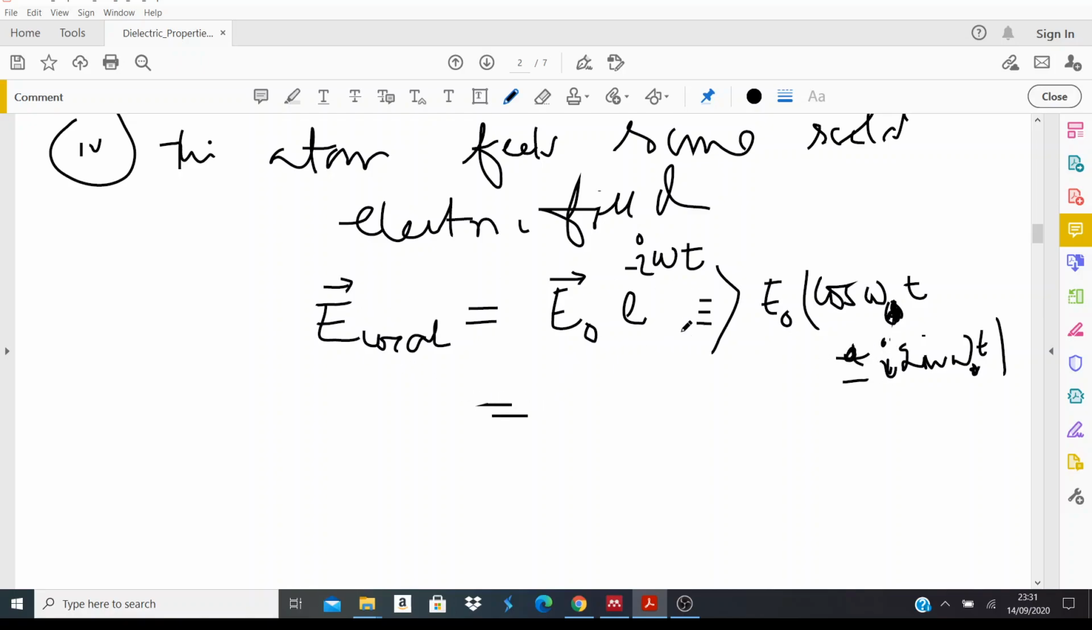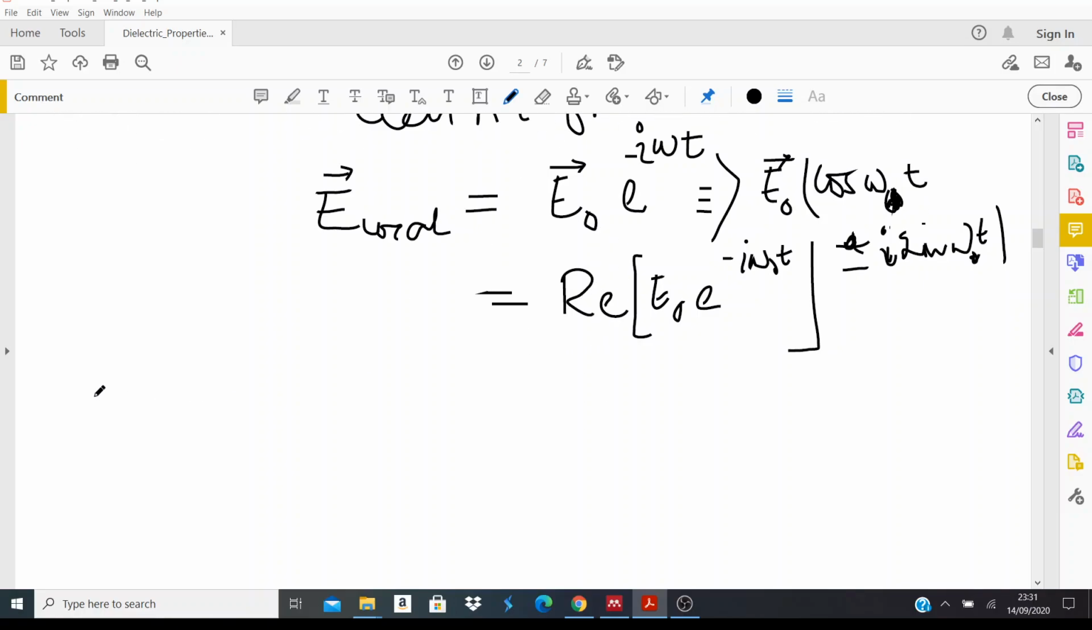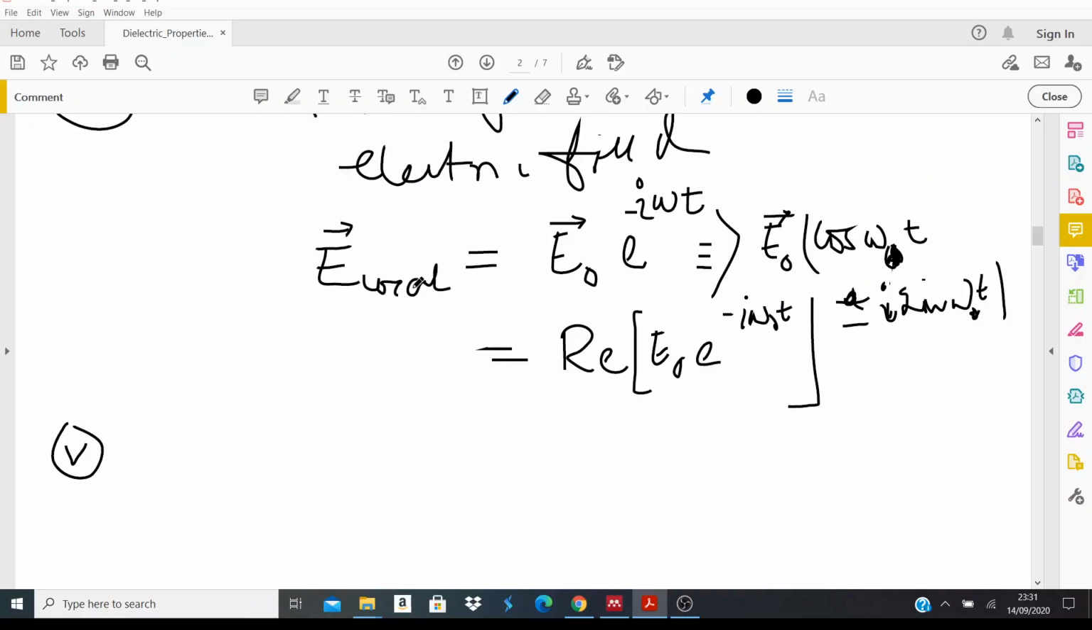But really, what this equation means is that we only care about the real part of this representation. The electric field is all real. It is E naught cos omega t, but we write it in exponential form, and the advantage of this form is that it is really easy to differentiate and integrate. We don't write the real part anymore, but it is understood that the field is real in this case.